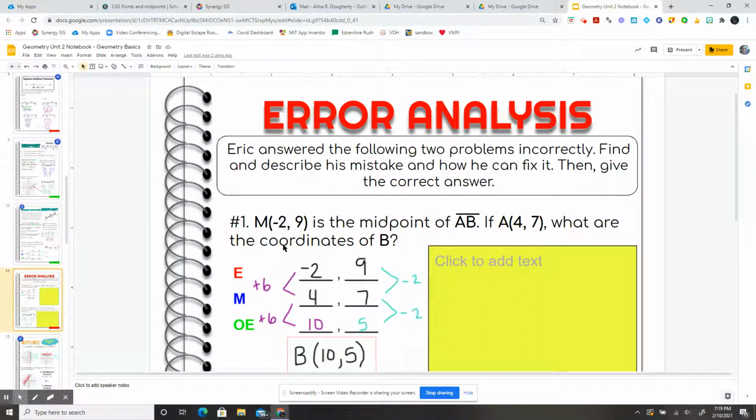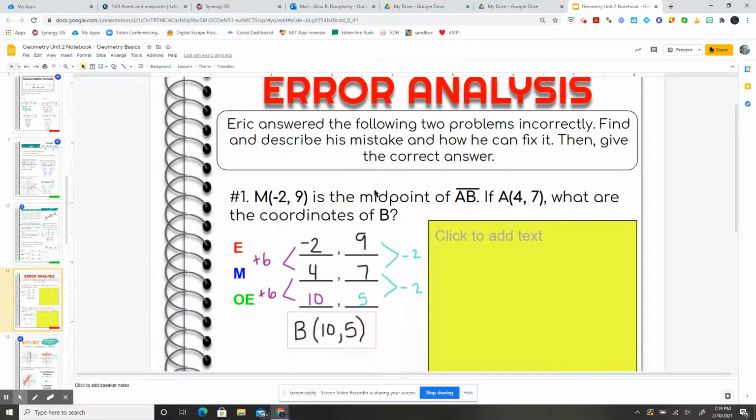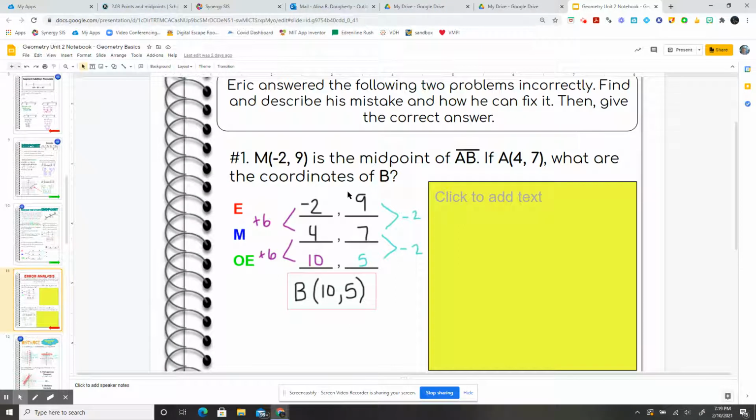Eric answered the following 2 problems incorrectly. Find and describe his mistake and how he can fix it. Then give the correct answer. So if we look at this, M is -2, 9. It is the midpoint of AB. If A is 4, 7, what are the coordinates of B?